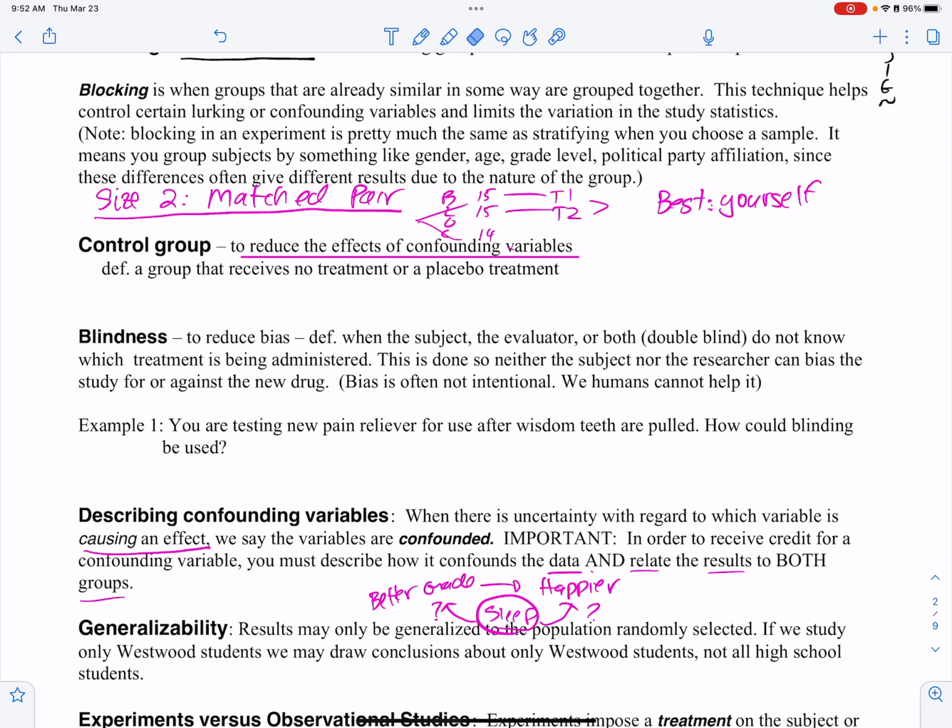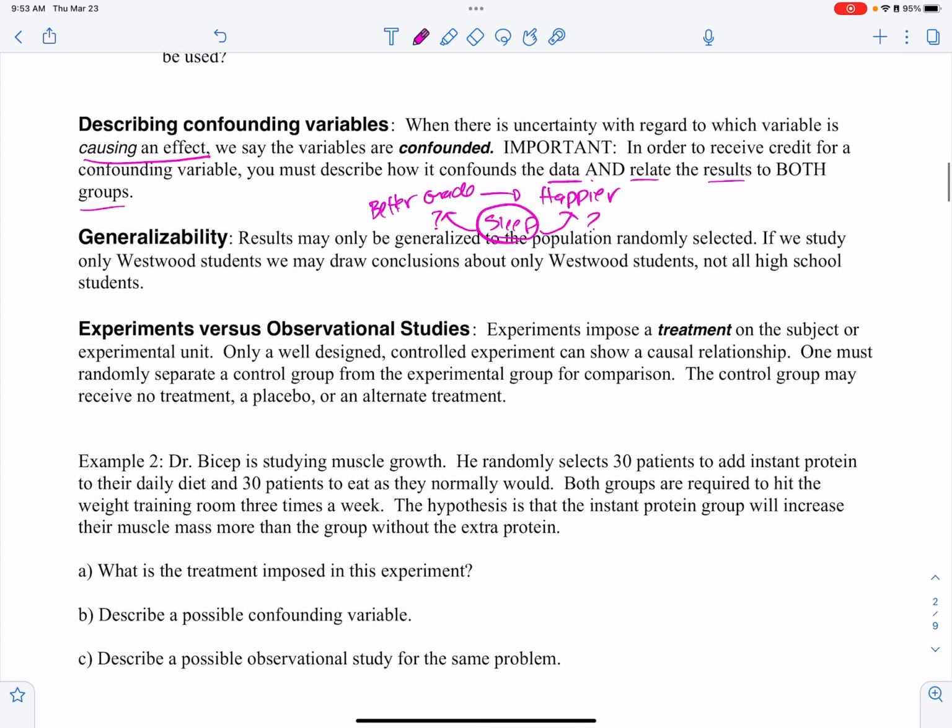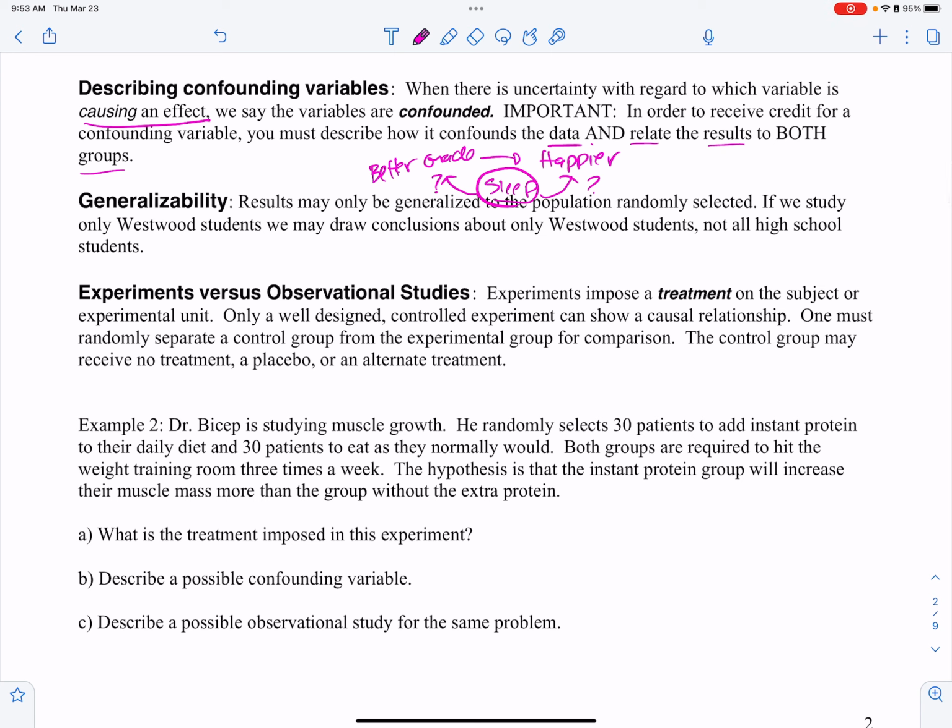Jump back to blindness. The point of blindness is that it reduces bias, and you could have double blind or single blind. Of course, double blind is when the evaluator and the subject do not know what the treatment is. Single blindness is when the subject does not. Okay, generalizability. For generalizability, you can generalize results when it's been randomly selected from the population. For cause and effect, you can have cause and effect when you have a random assignment.